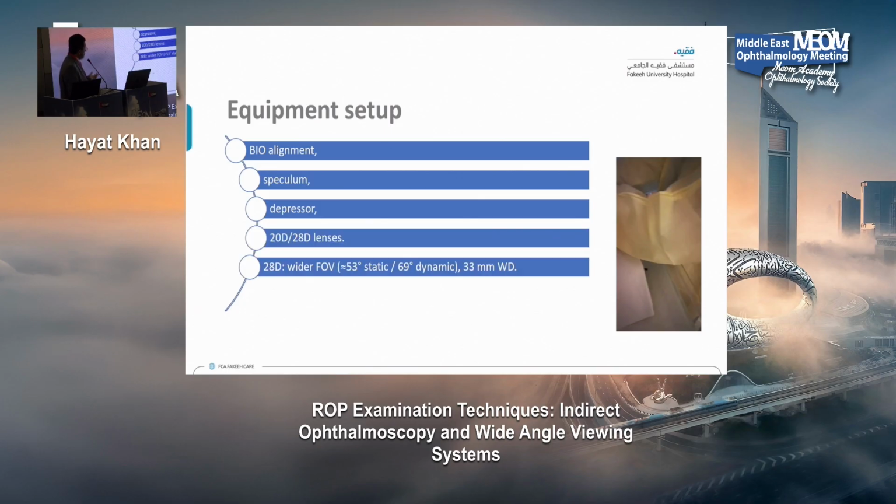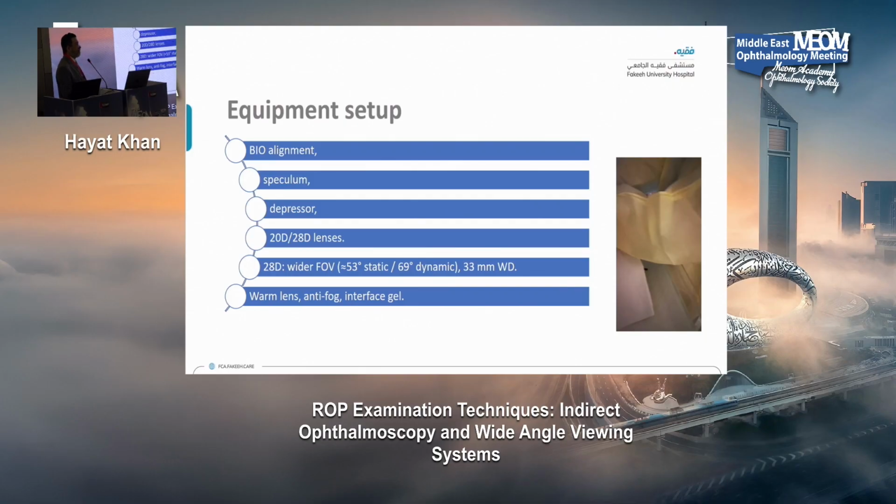And of course, sometimes a comfortable environment for the baby is very important to decrease the chances of desaturation. So anti-fogging, interface gel, and warm lens, I have never tried, but I'm sure some of my colleagues have, and I think those can be things that can be tried.